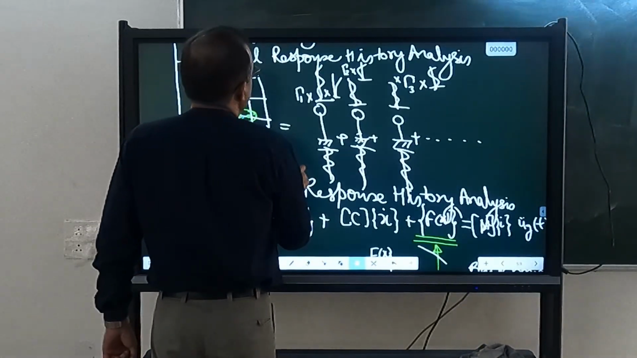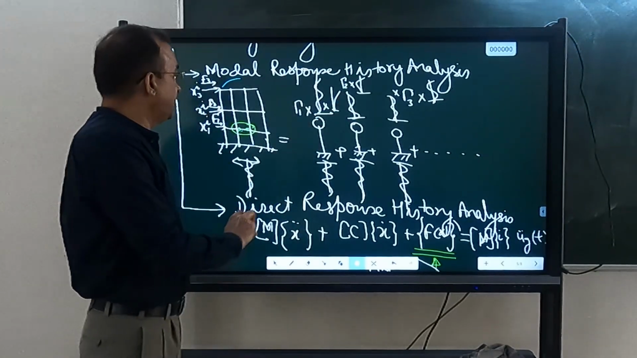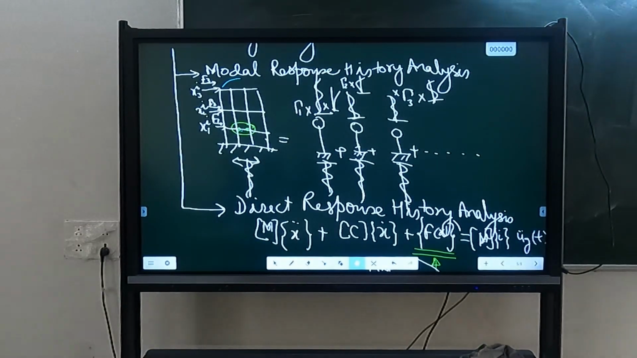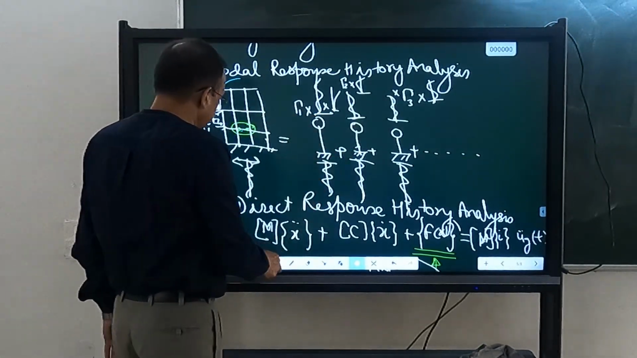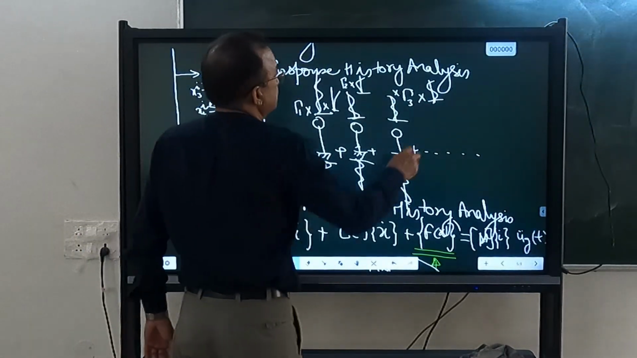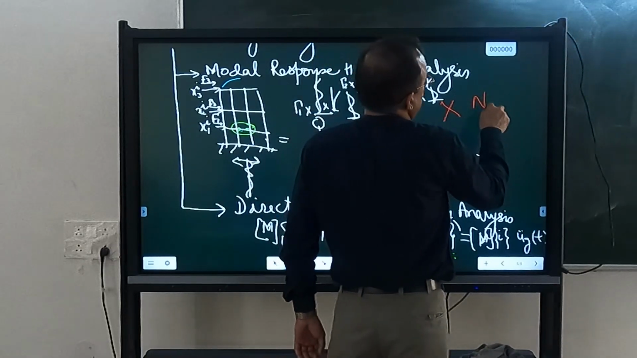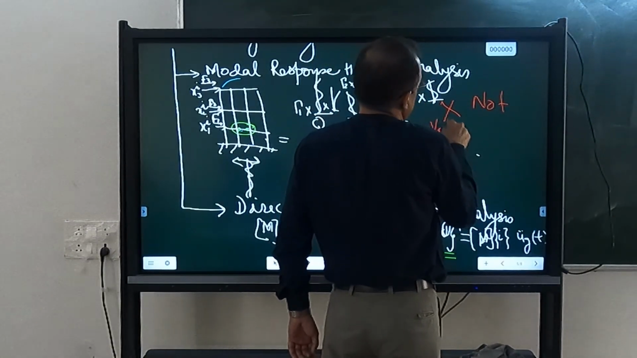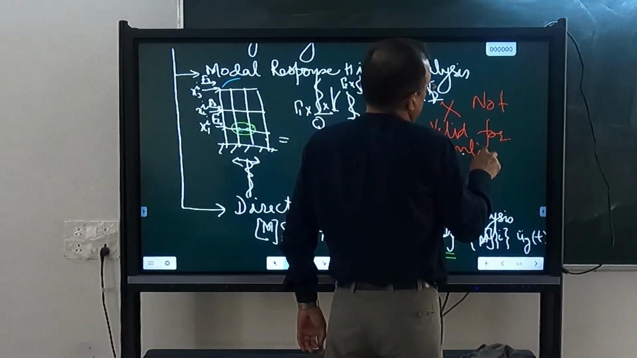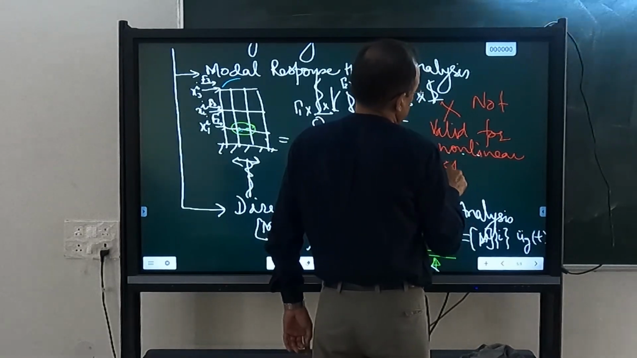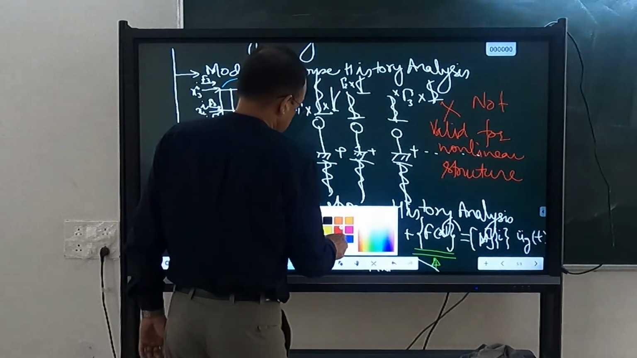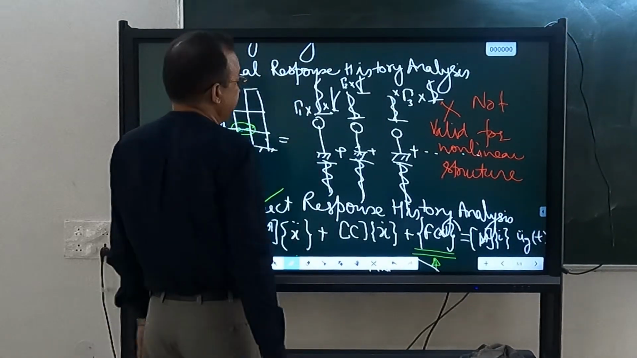Okay. Can we use the first method, modal response history analysis, in nonlinear? We can't, because this superposition which we have done here is not valid. So this is not valid for nonlinear structure, and only this is valid.